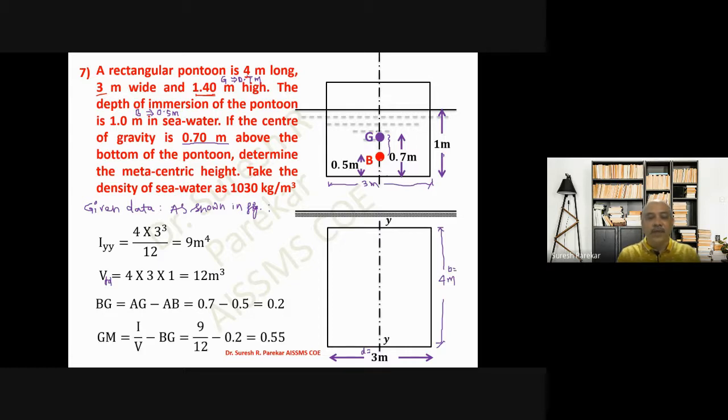Now GM formula we know. I can mention, Iyy upon VFD minus BG. So Iyy 9, VFD 12 minus 0.2, which is BG, and we will get GM, that is 0.55 meter. As value we have plus, that means my metacenter is above G, and therefore my body is in stable equilibrium. So seventh you can see, this is the problem number which is in fluid mechanics by Bansal.